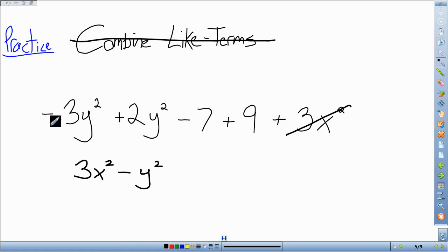All right, cross them out. Last thing, a couple constants, negative 7 plus 9. Just remember, guys, you can always read things in reverse. This is also a 9 minus 7, which might be easier to understand. Positive 2. Okay, so yeah, there we have it. No more like terms. I know I'm done.